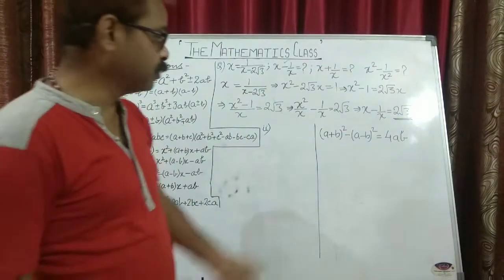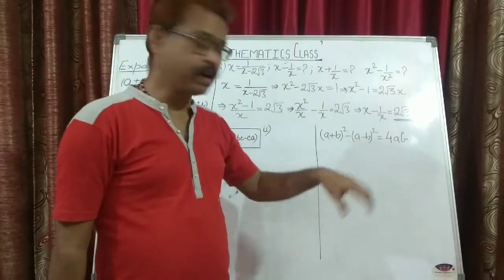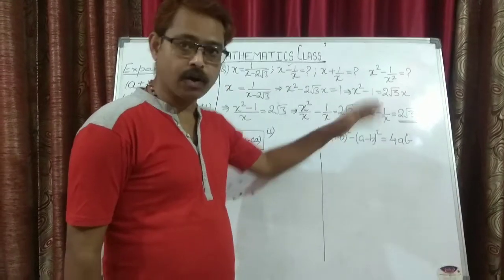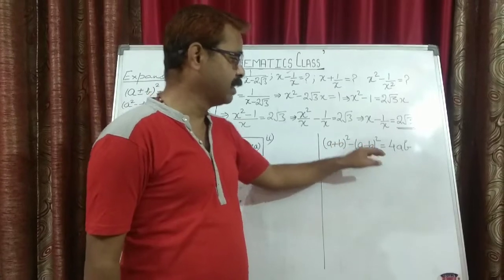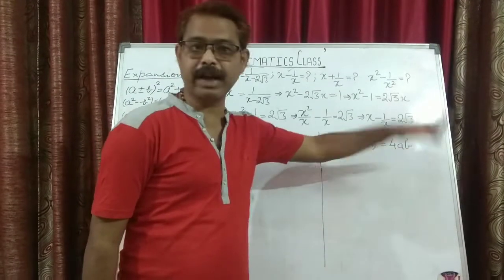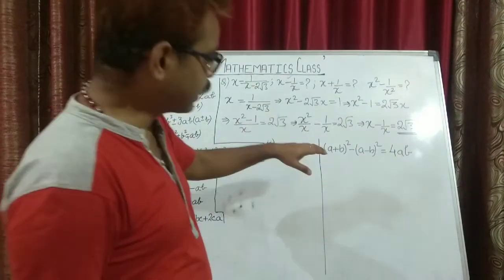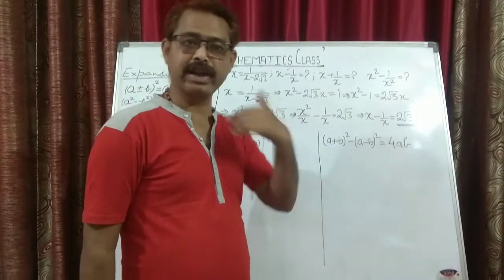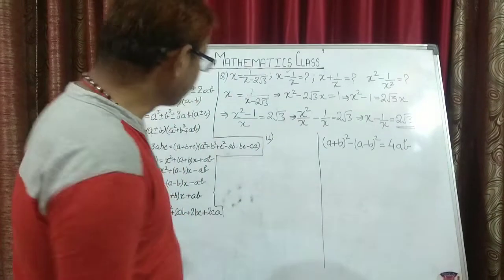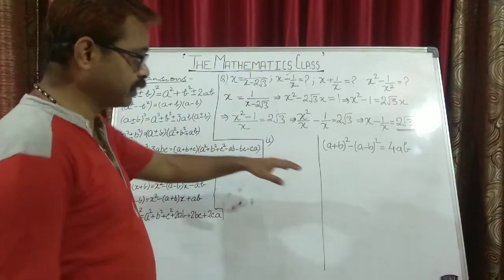For any value, this formula or identity should prove. You can take any value in a and b, and finally you should get the same value on both sides. It means the identity is satisfied on both sides for any value, for any rational number or whatever. Now let's prove it first.